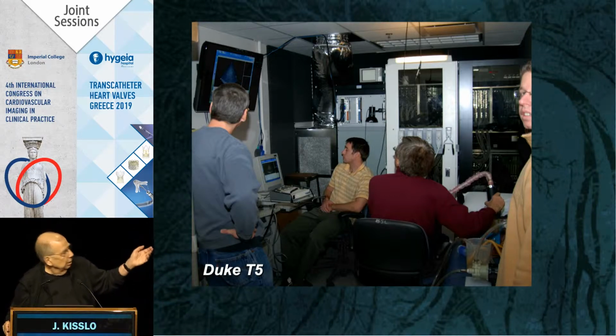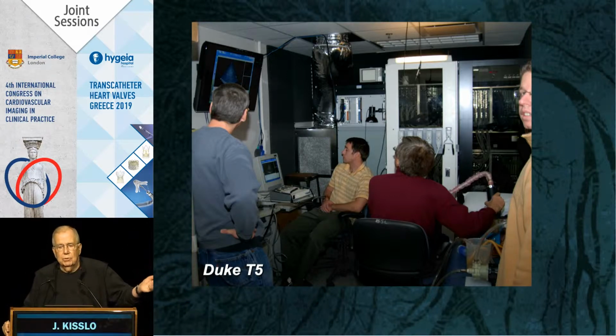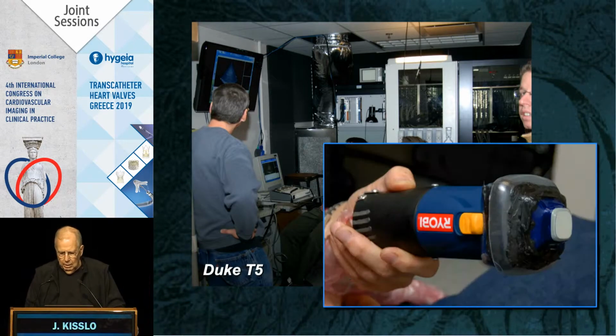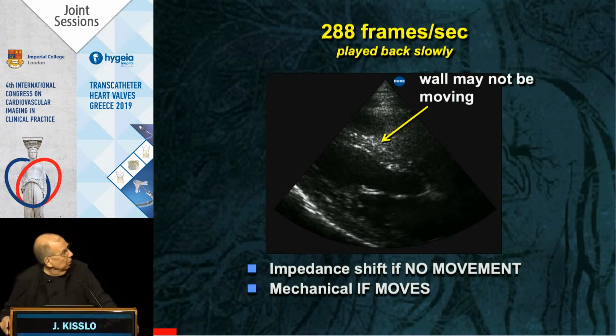This is a machine, and it's called the Duke T5 system, which means our 5th generation machine. It's kind of crazy, it's big, it's large, but it images very fast. We can image now up to 2,000 frames per second, which is every half millisecond. We can see many things we've never seen before. So this is the transducer that's used. Don't laugh. But everything has to begin small.